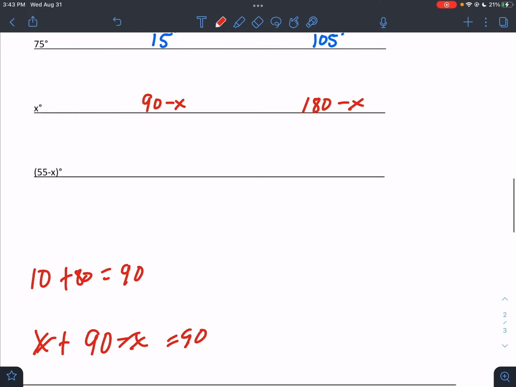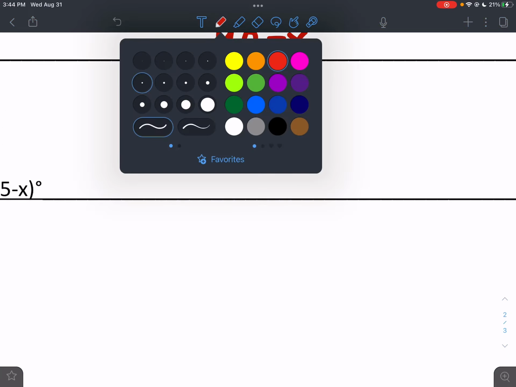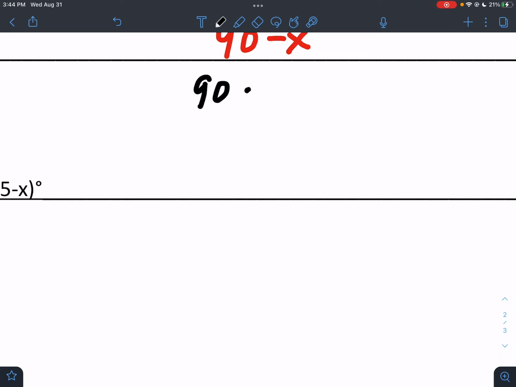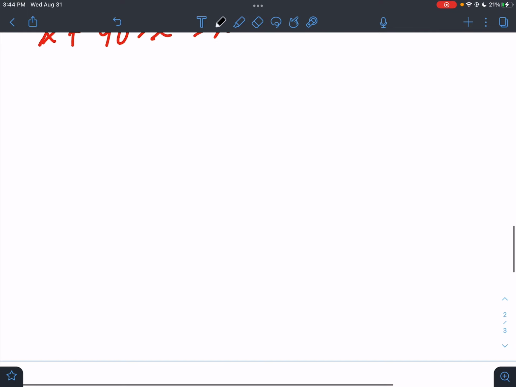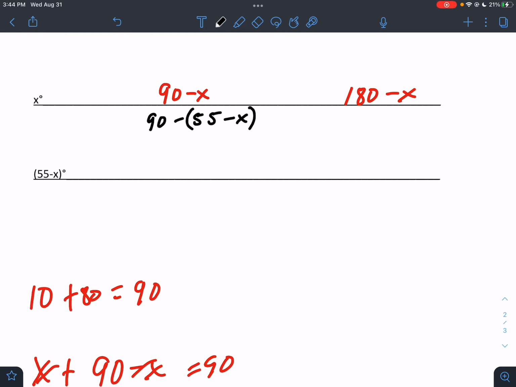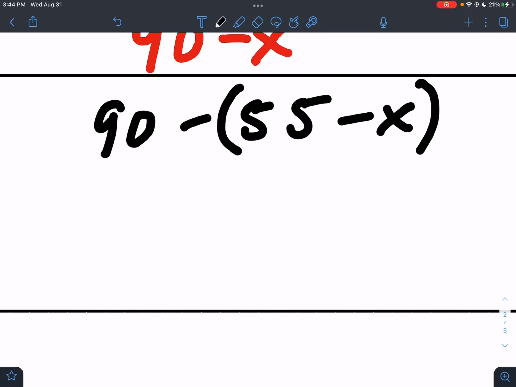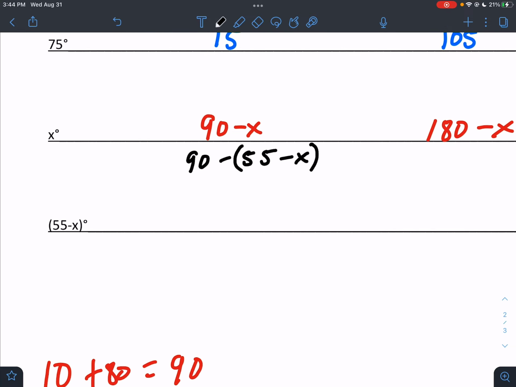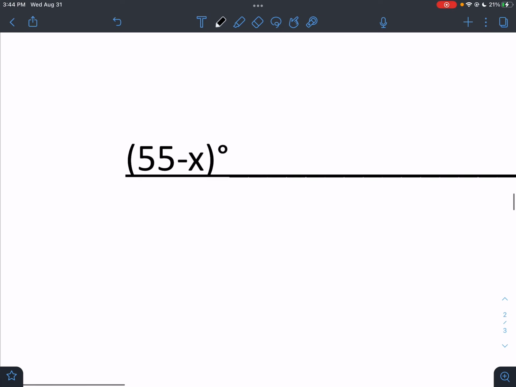Now, 55 minus x gets a little bit more complicated. So if we're working on that, we would do 90 minus 55 minus x. A lot of people are minus messer-uppers, so we do have to be real careful about how we proceed. Do you guys remember how we talked about multiplying and division, how division is just the same as multiplying by the reciprocal? Well, what is the same as subtraction? Subtraction is the same as adding the opposite. So if I'm looking at this, what is the opposite of this? The opposite would be negative 55 plus x.